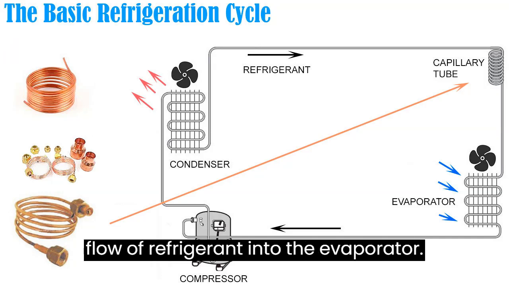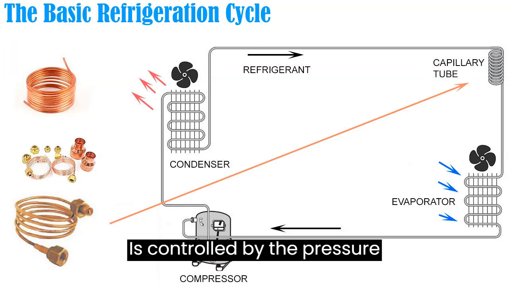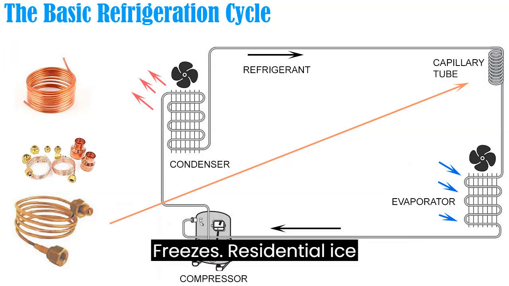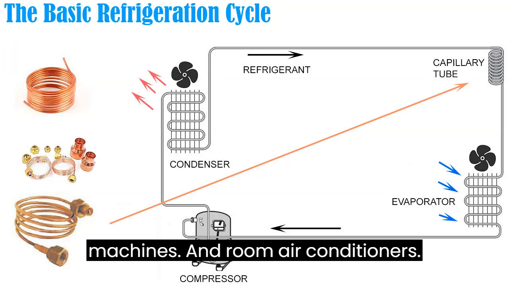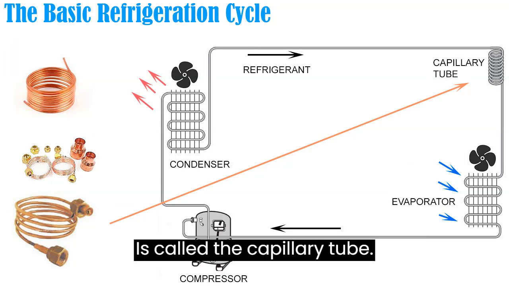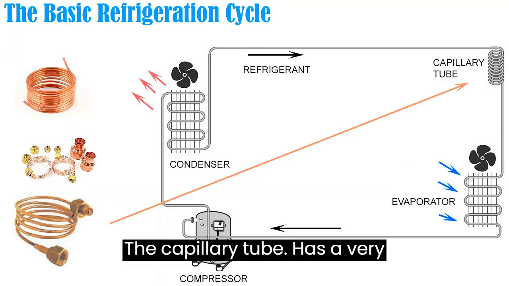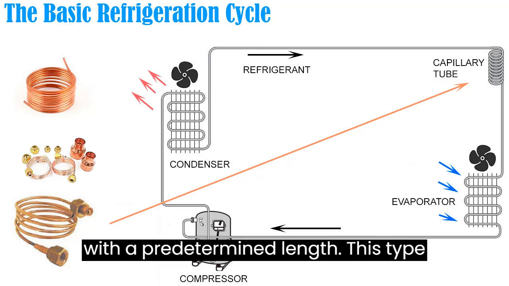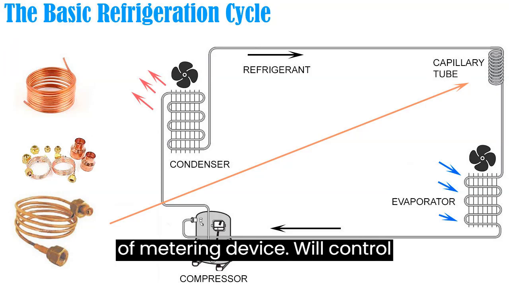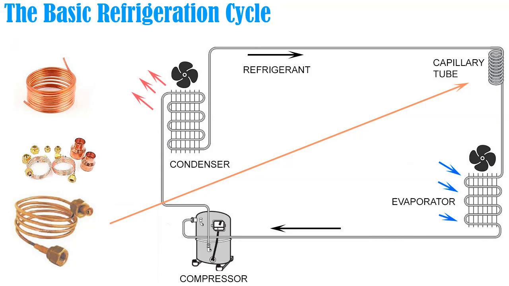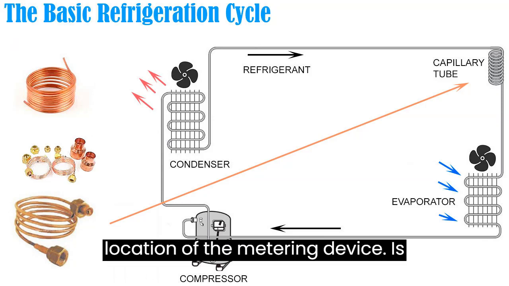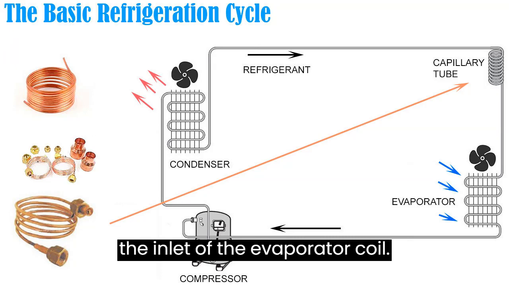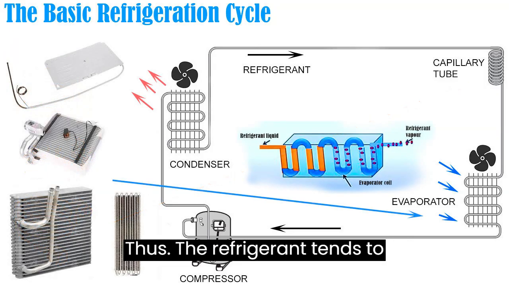The liquid refrigerant now enters the metering device. The flow of refrigerant into the evaporator is controlled by the pressure differential across the metering device. The metering device for refrigerators, freezers, residential ice machines, and room air conditioners is called the capillary tube. The capillary tube has a very small diameter opening at both ends and is constructed out of copper tubing with a predetermined length. This type of metering device will control and measure the flow of refrigerant into the evaporator coil. The location of the metering device is at the end of the liquid line, before the inlet of the evaporator coil.